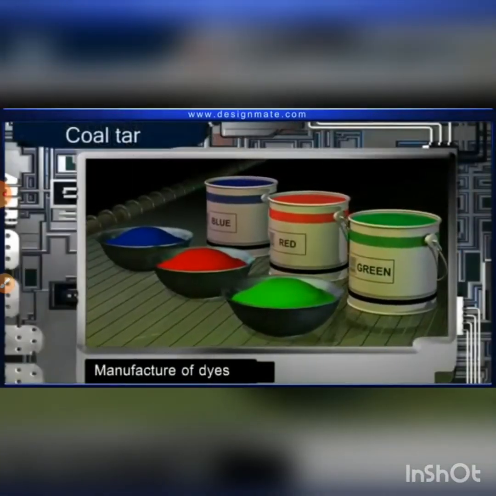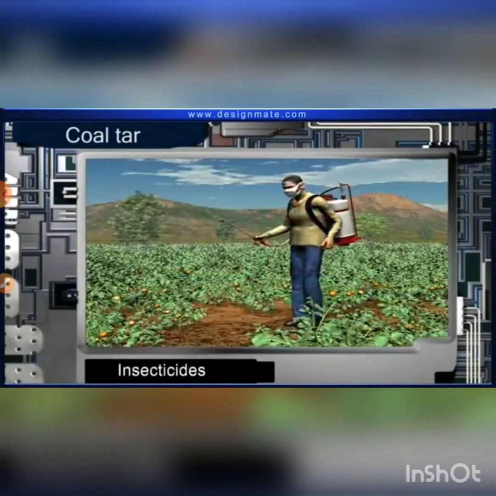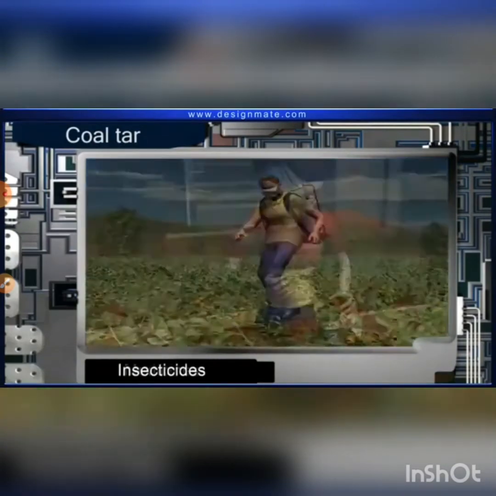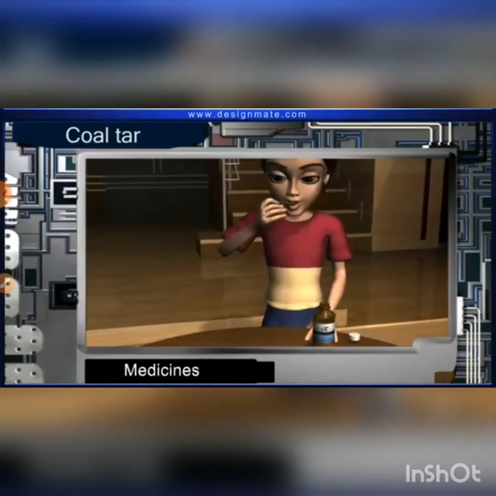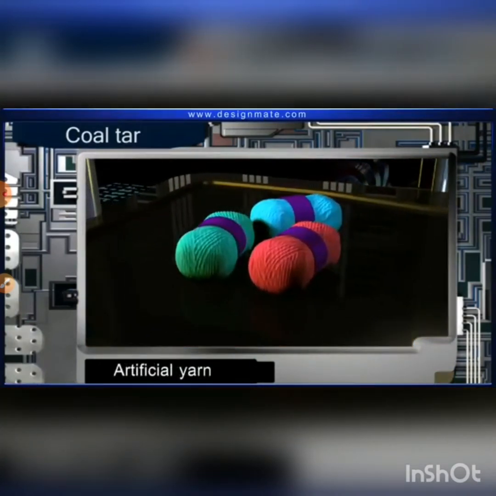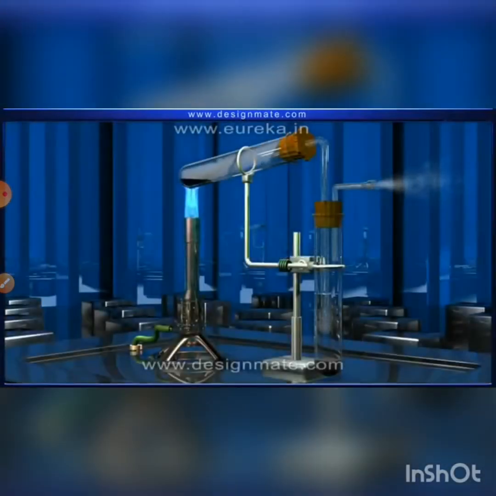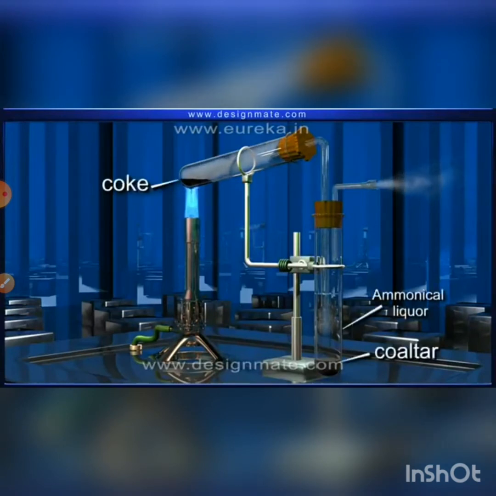Coal tar is mainly used in the manufacture of dyes, insecticides, medicines, artificial yarn, etc. Summary: destructive distillation of coal produces coke, coal tar, ammoniacal liquor, and coal gas.